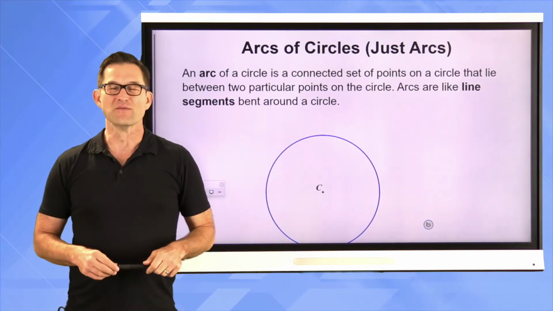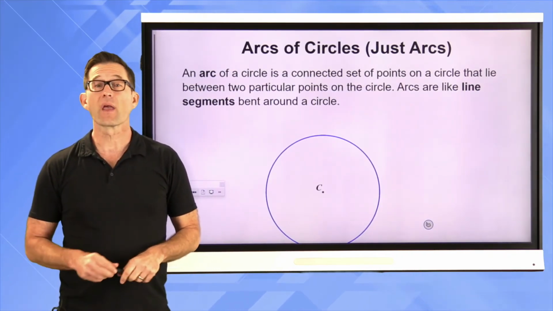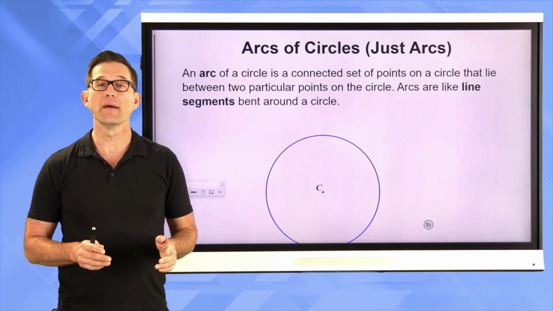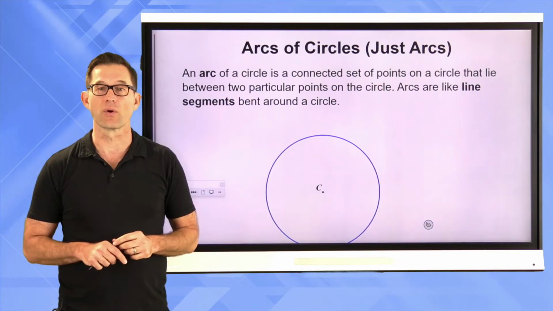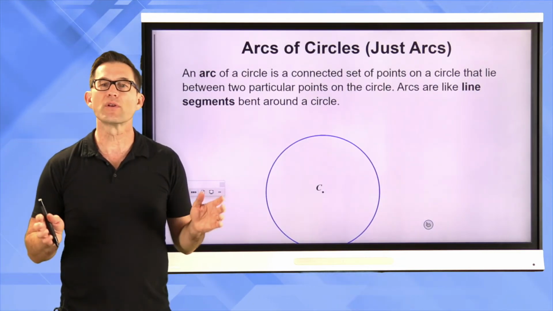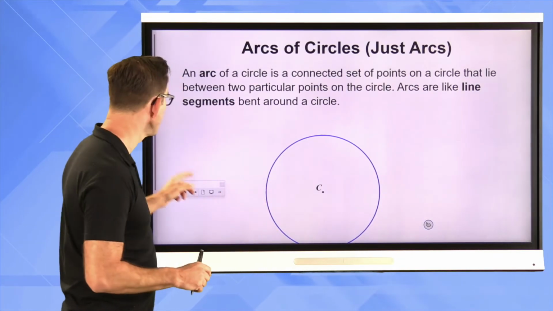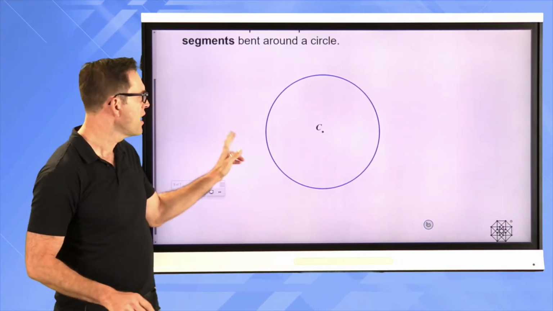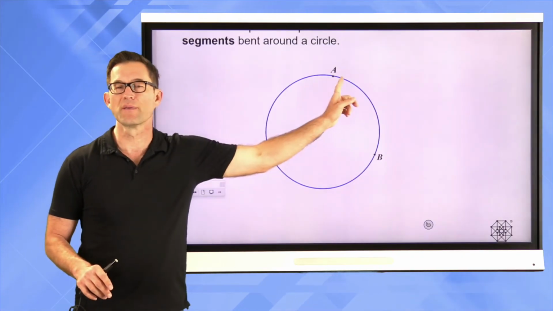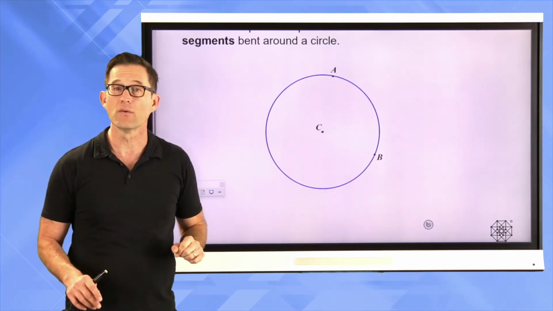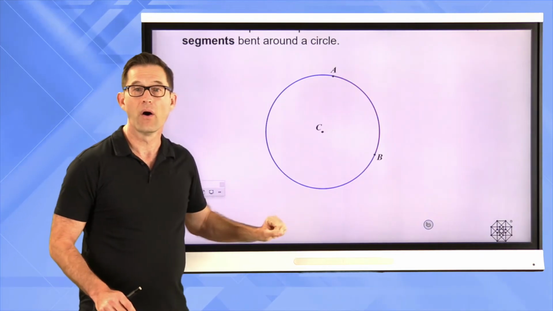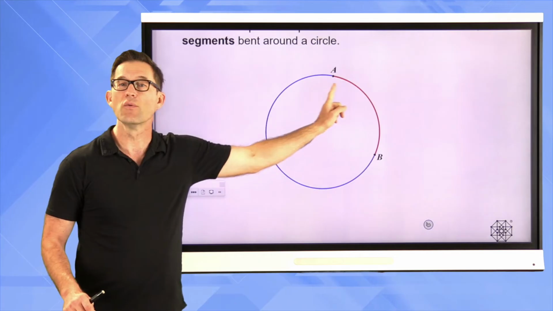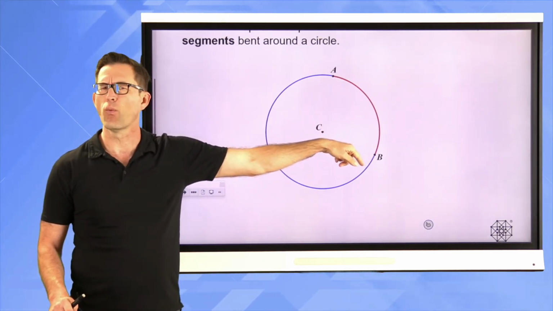Now let's talk about arcs of circles, or just arcs. An arc of a circle is a connected set of points on a circle that lie between two particular points on the circle. Arcs are very similar to line segments that are bent around a circle. So in other words, right, we've got some circle. Okay, and let's just say we had 2 points on the circle, point A, point B, right? We could then talk about all the points that lie in between A and B. So this arc. Now, you might say to yourself, well, wait a second.